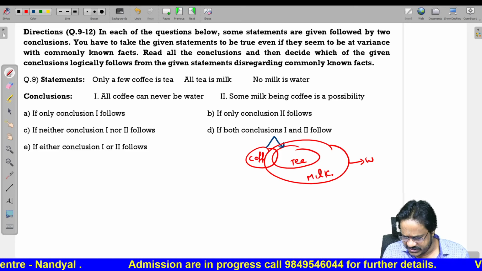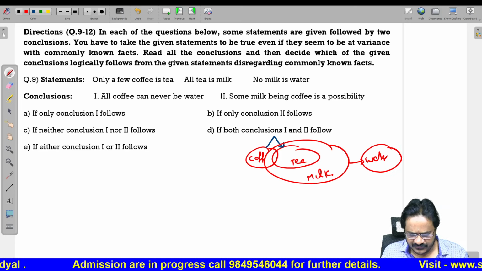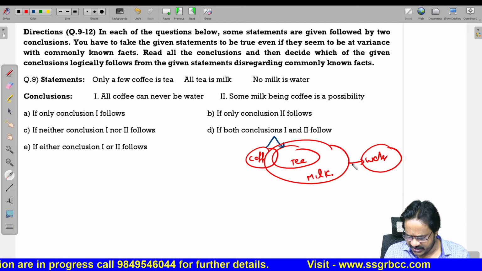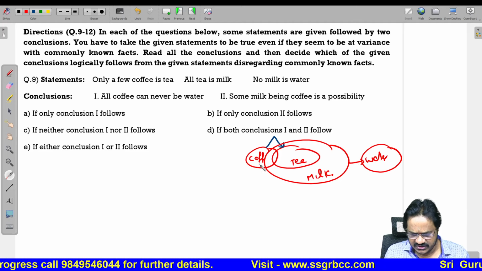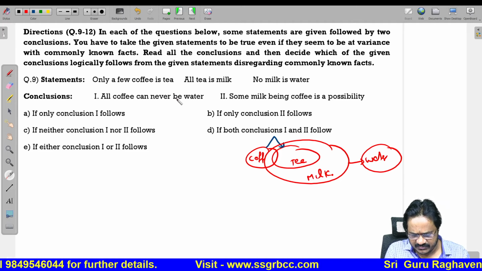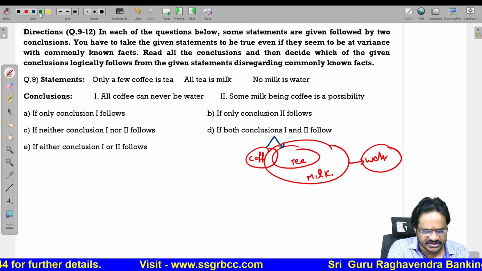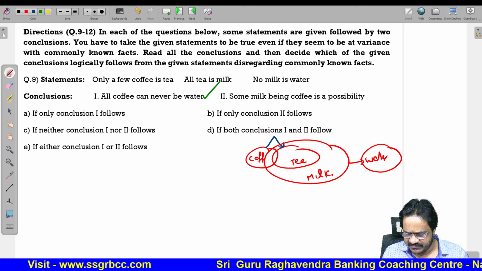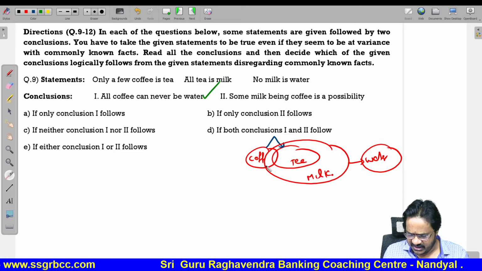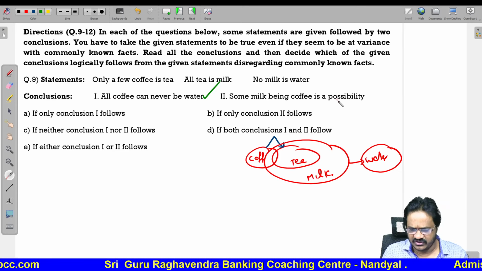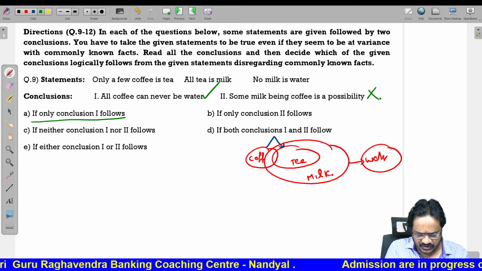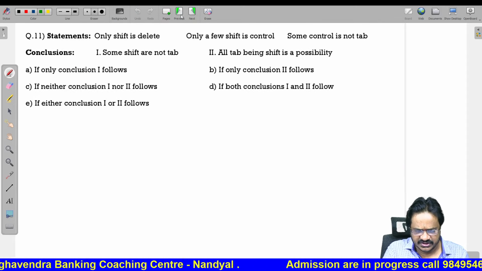No milk is water. First conclusion: all coffee can never be water. See here, no is there for outer circle. So all coffee can never be water means some coffee is not water, which definitely follows. Some milk being coffee is a possibility. Already some milk is coffee. So for a definitely following thing you should not consider a possibility. The second one does not follow. Only one follows.